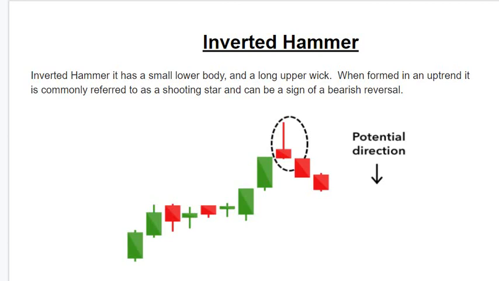When it forms in an uptrend, it's commonly referred to as a shooting star, and this can be a sign of a bearish reversal. This is actually one of my favorite candles to watch for. When price movement is in a bullish trend but is starting to get overextended, and it is potentially showing me that the price is getting a little bit weak, it needs to either reverse or pull back. And I'll get more into that in the chat room, but this is just a basic little rundown.